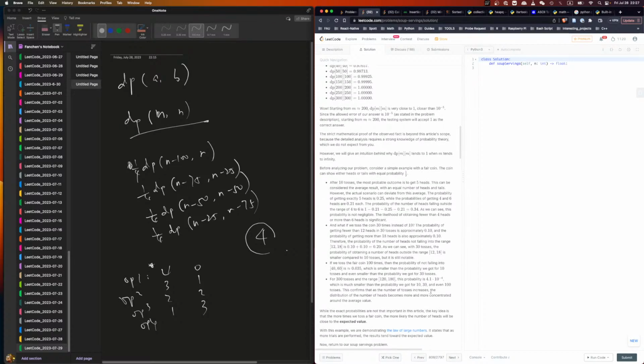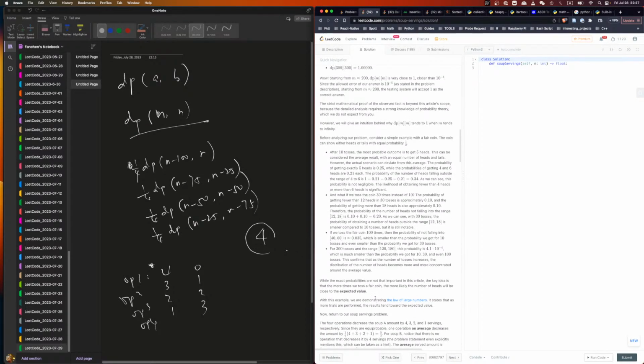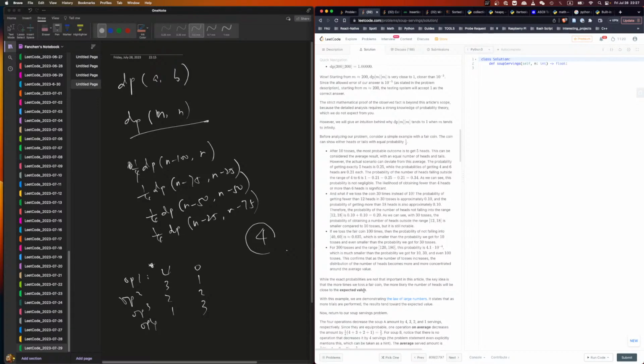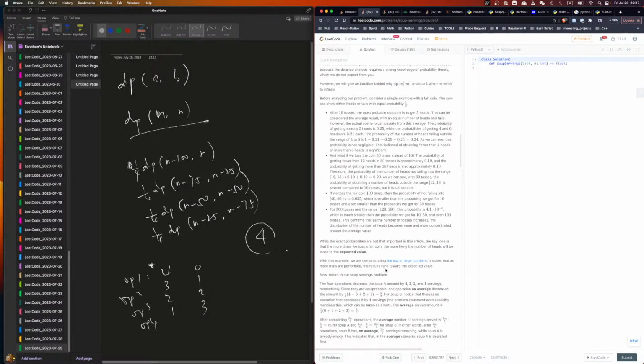As the number of tosses increases, the distribution of the number of heads becomes more and more concentrated around the expected value. The more times we toss, the more likely the number of heads will be near it. The law of large numbers, yes. The results tend toward the expected value.